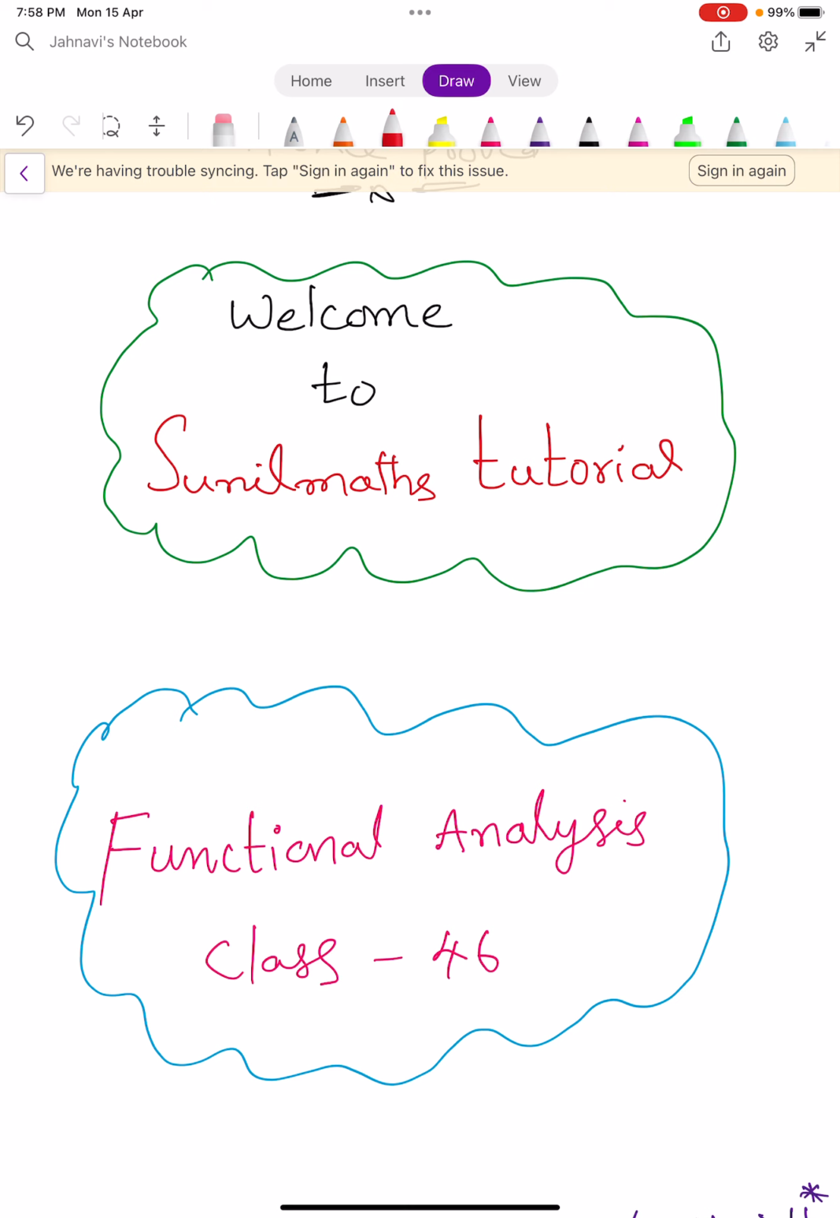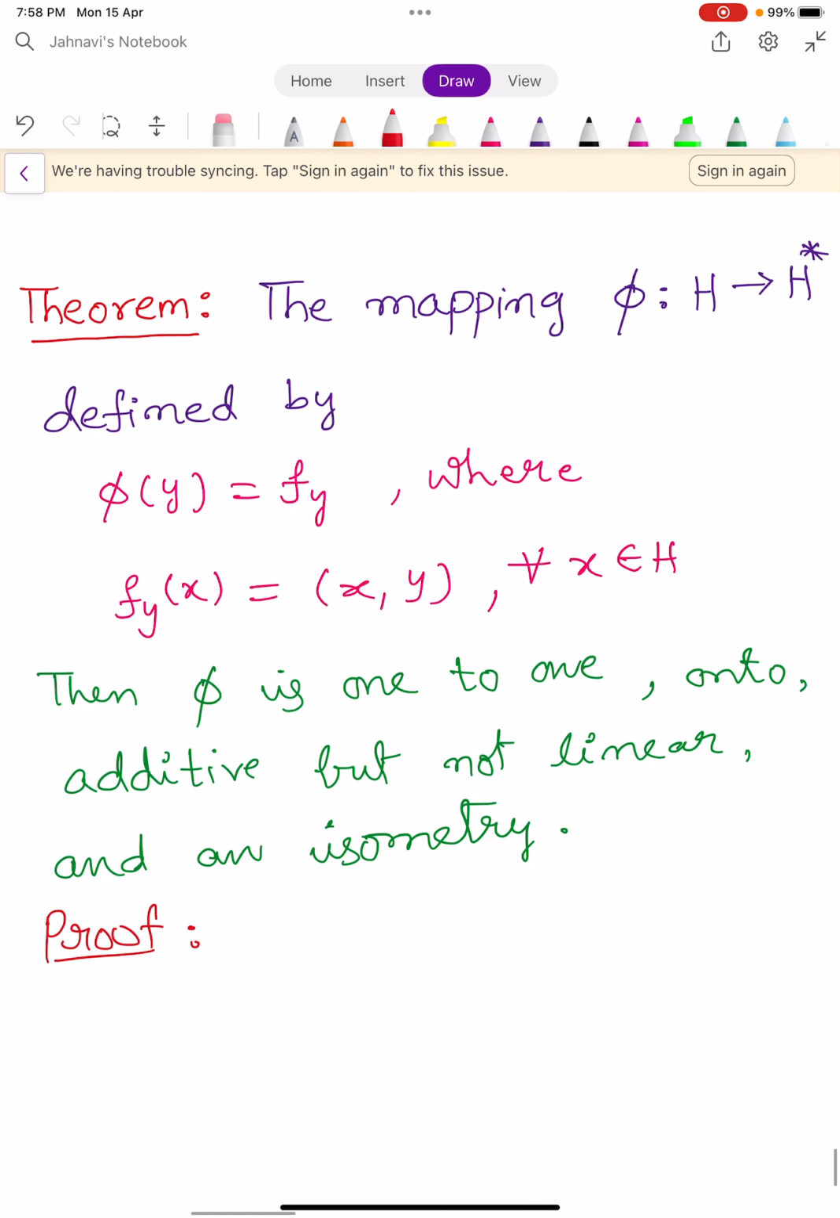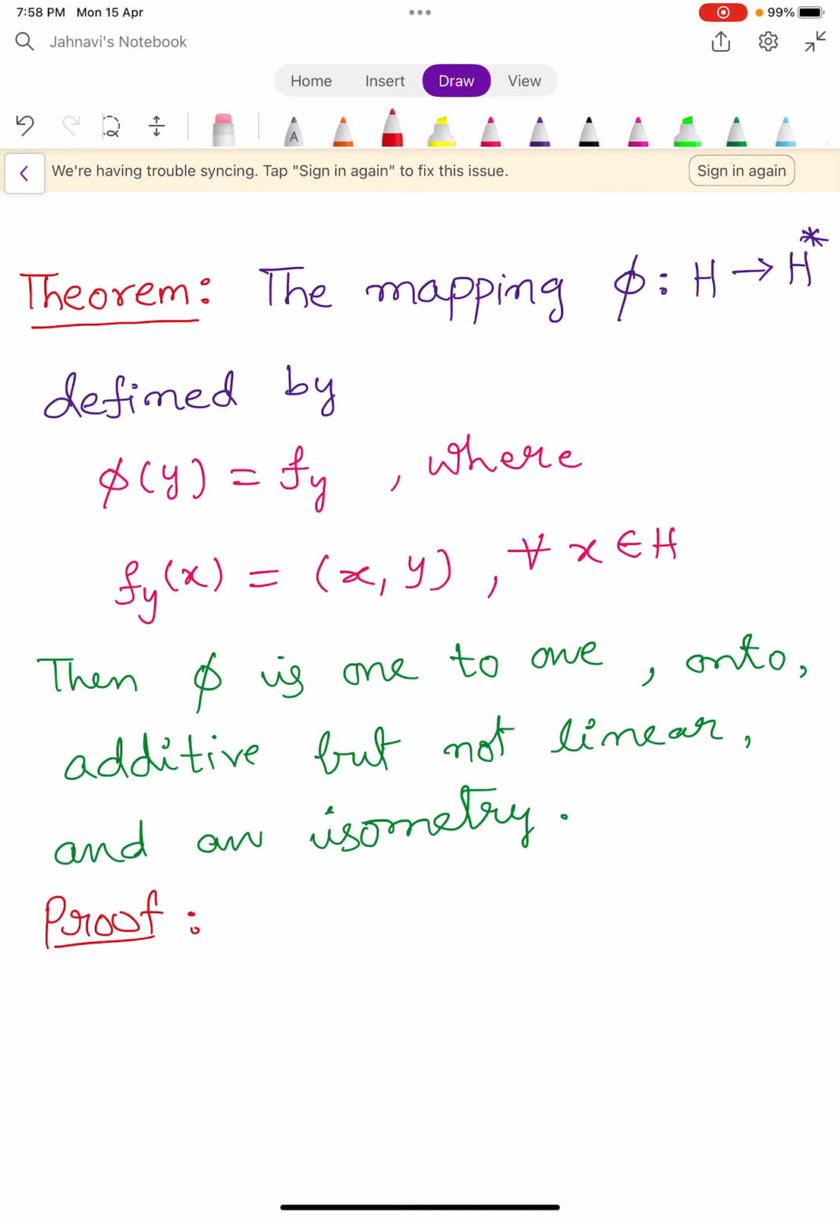In this video, we prove two theorems. This is the lengthiest video, takes at least 30 minutes. Let us see the statement of the first theorem.